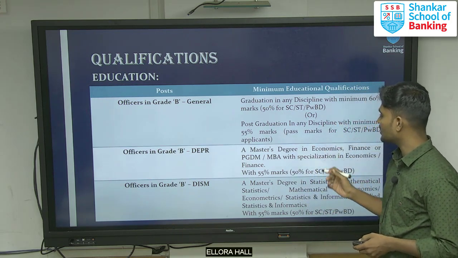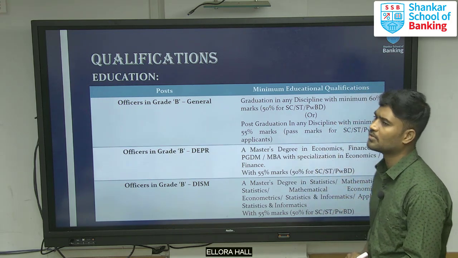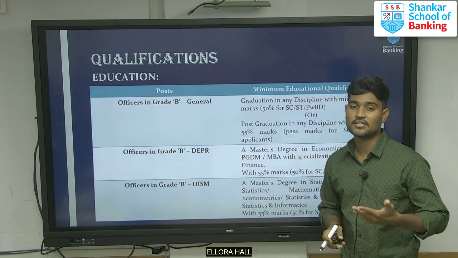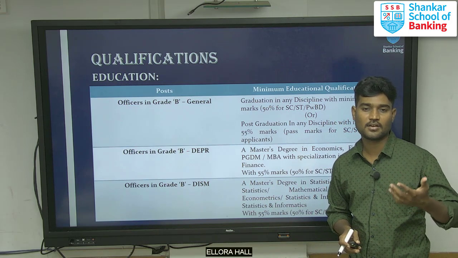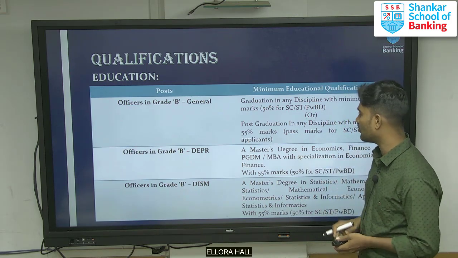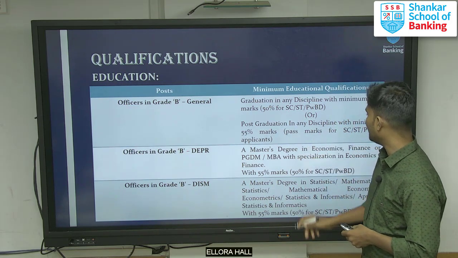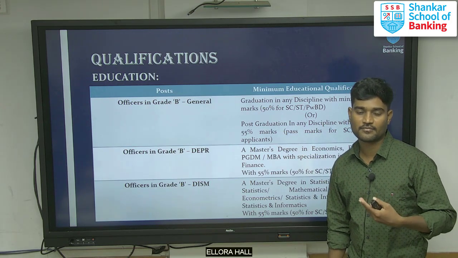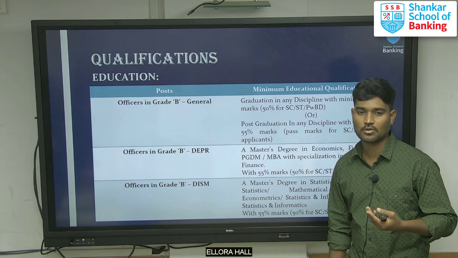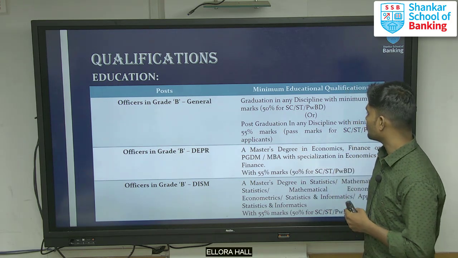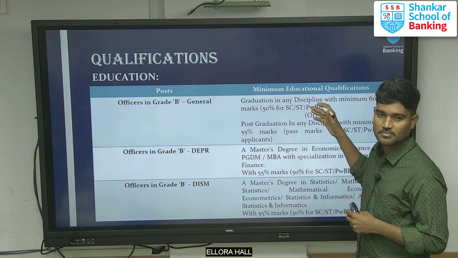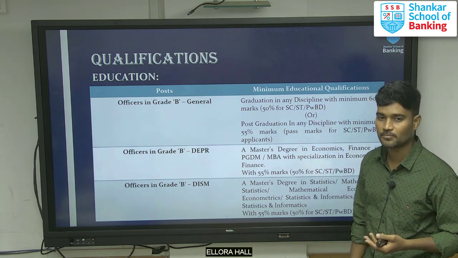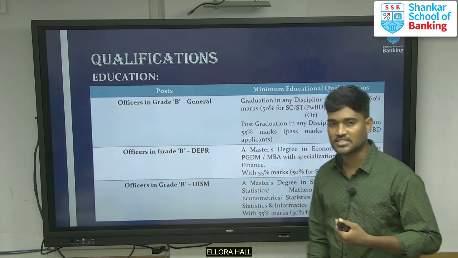The next one is post graduation, if you have not secured 60% marks. Many ask whether they are eligible or not. Post graduation in any discipline with a minimum of 55% marks. If you have not secured a minimum of 55% in PG, you are not eligible for this examination. So either you secure 60% in UG or 55% in PG, and then you are eligible for this examination.